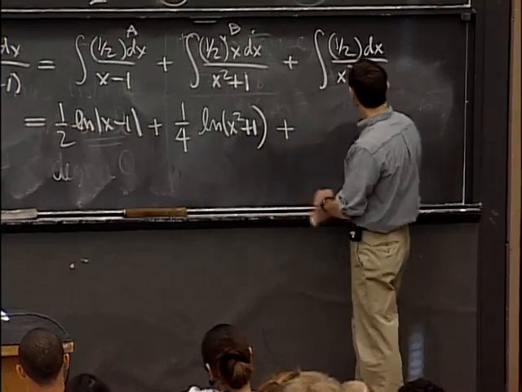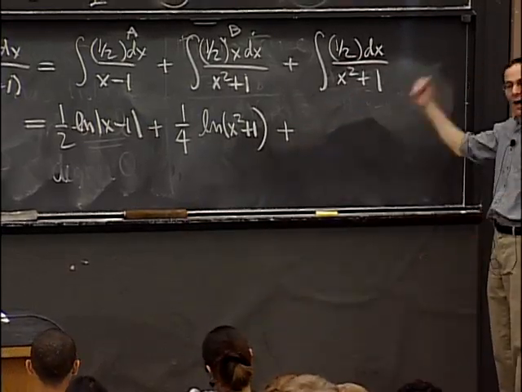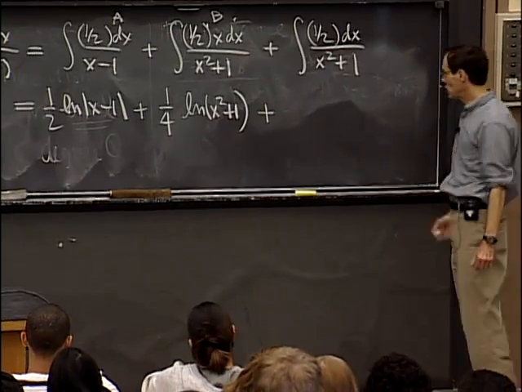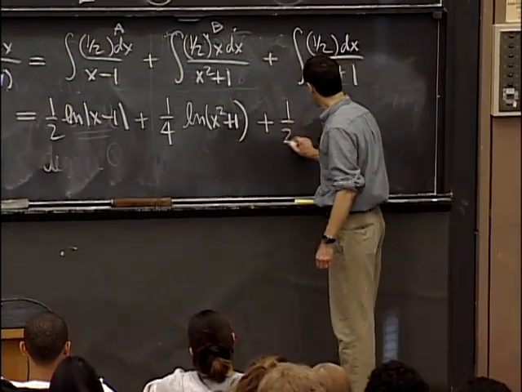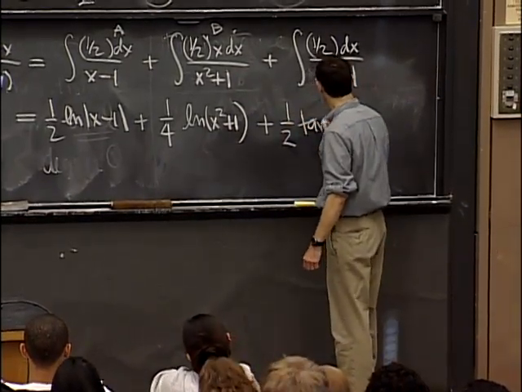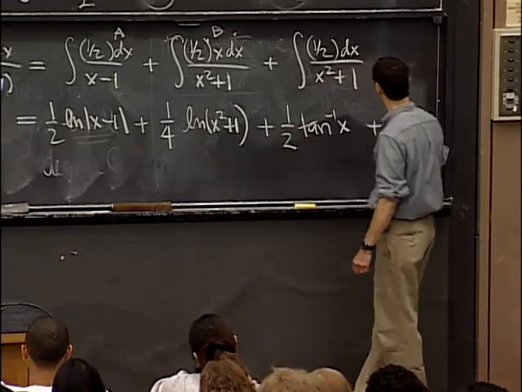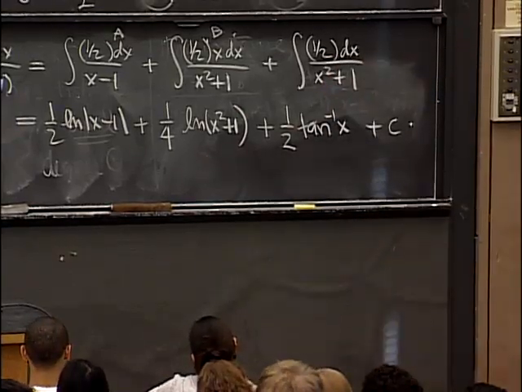And then the last one, you have to think back to some level of memorization here, and remember that this is a half the arctangent. All right?